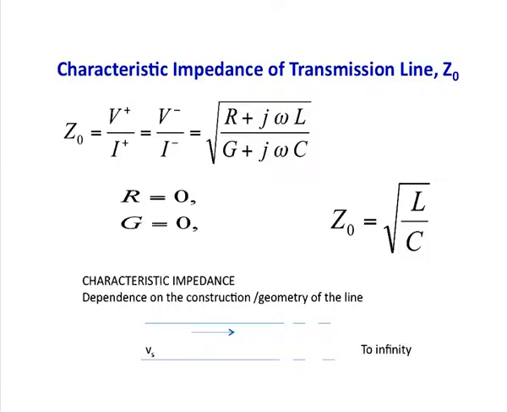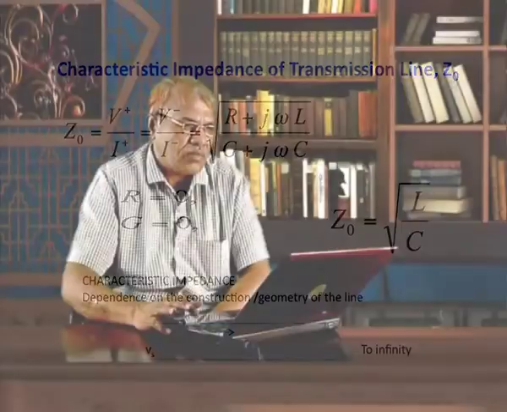This characteristic impedance is also the input impedance of a line when the line length is infinite. Practically, infinity means the line length is more than 10 times the wavelength, and we can assume it is an infinite line. At that time, if you measure the input impedance at the input of the line, it comes out equal to the characteristic impedance of the line.